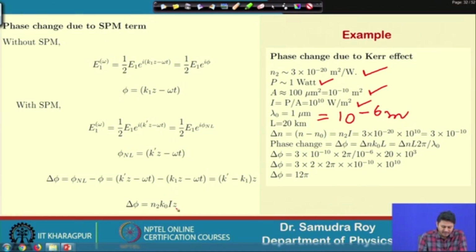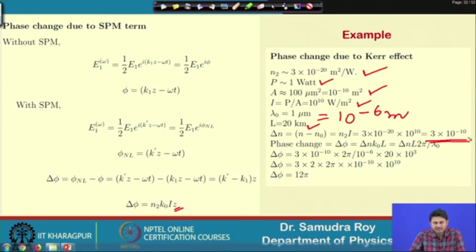Length, here it is L. So, over the distance the change of phase is going to increase. So, we say it is around 20 kilometers. So, delta n, the change of refractive index, if we calculate it, is simply N2 I. So, N2 I is now 3 into 10 to the power minus 10.